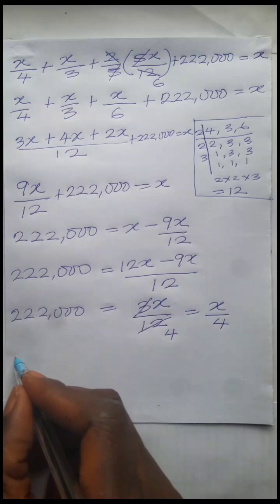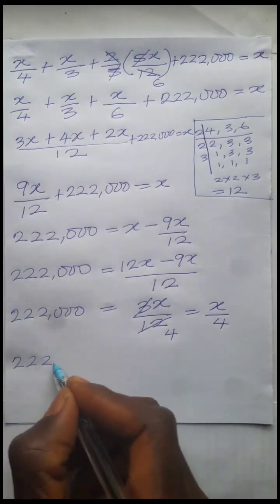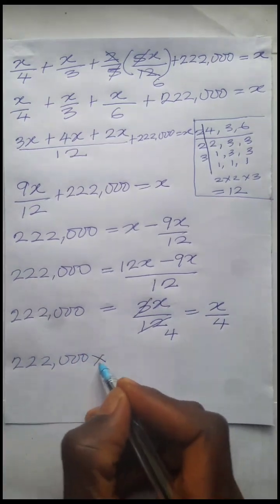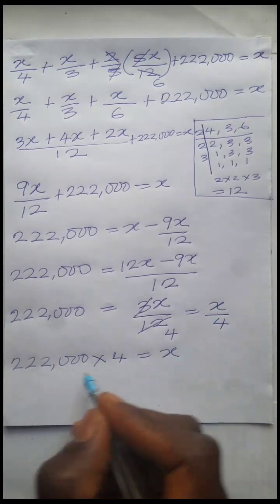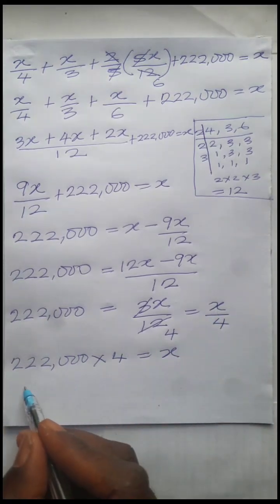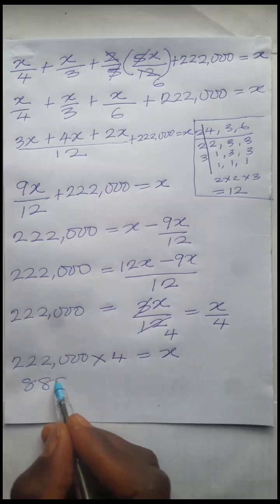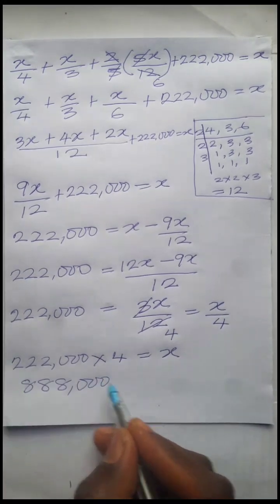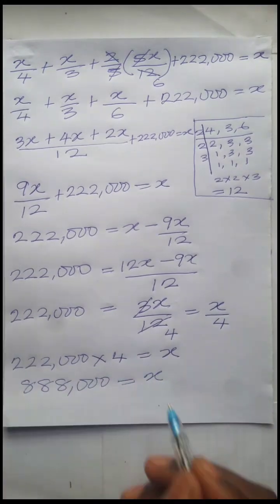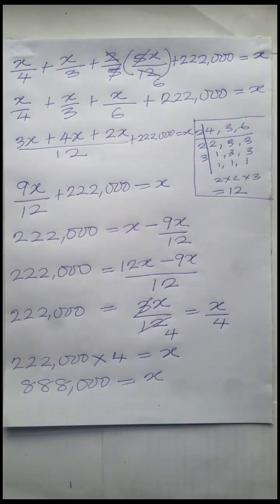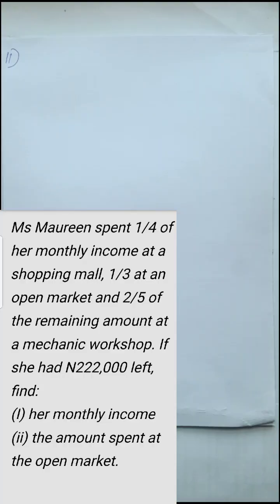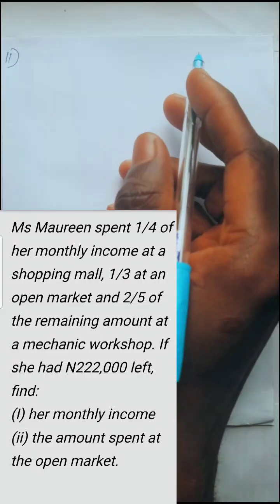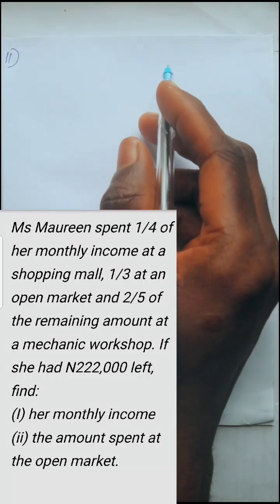So that becomes 2,222,000 times 4 is equal to this x. So multiplying that, what do we have? We have 8,888,000 is equal to x. Is that okay? So that is our answer. That's part I. So part II says we should find the amount spent at the open market.